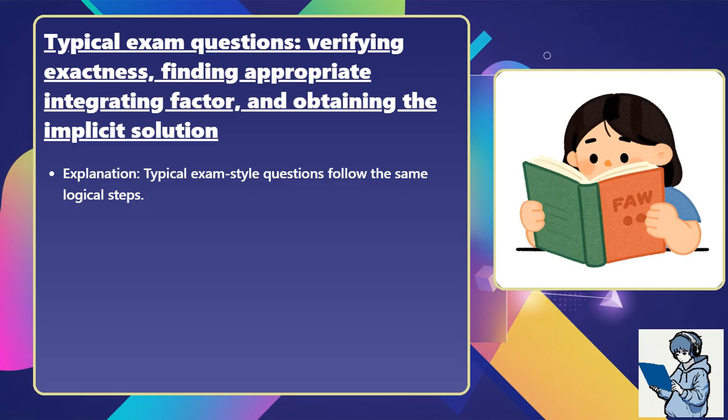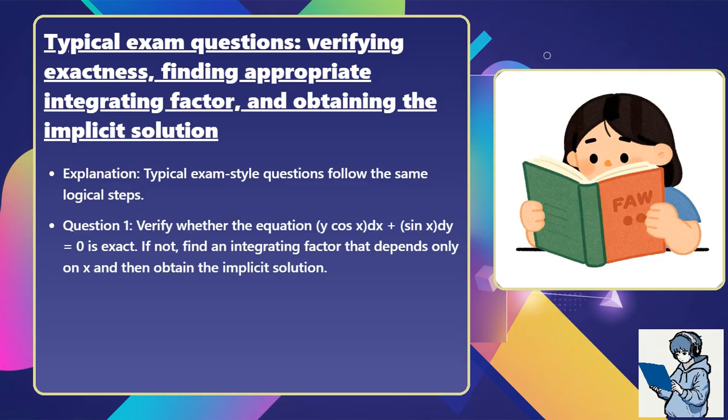Typical exam-style questions follow the same logical steps. Question 1. Verify whether the equation y cosine x dx plus sine x dy equals 0 is exact. If not, find an integrating factor that depends only on x and then obtain the implicit solution.